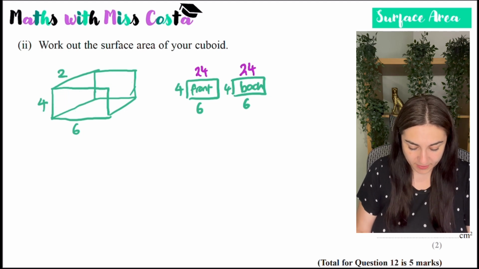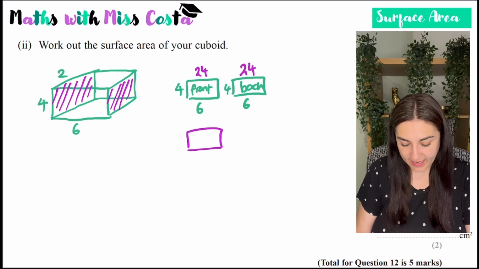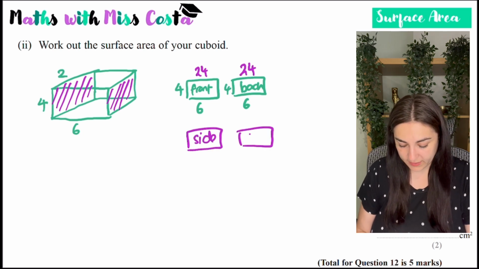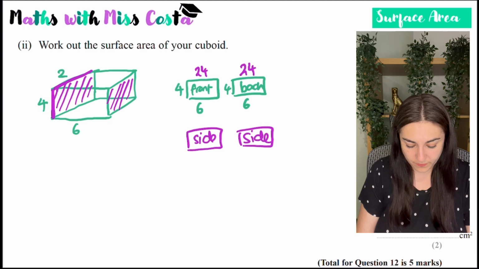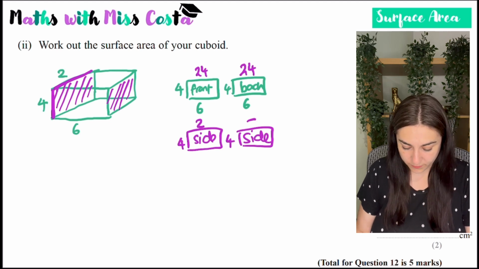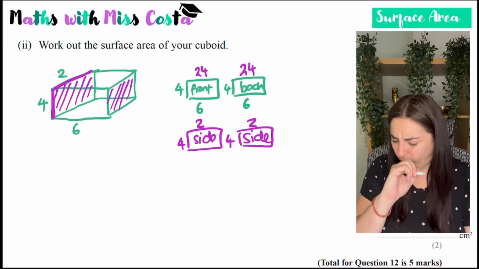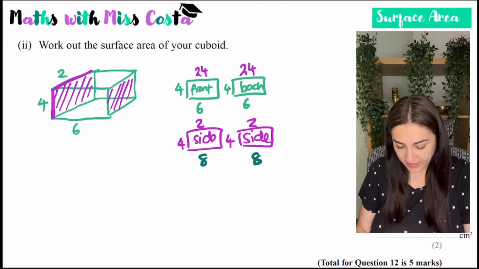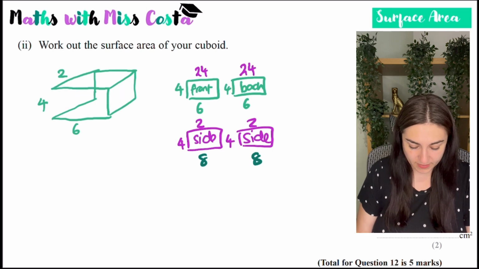Then I might look at the sides, and I've just accidentally ruined part of the cuboid. Okay, so the sides over here, this side and this side. So I've got side and side, and they're going to be equal. So this side has a height of 4 and a width of 2. So 4 and 2. And 4 times 2 is 8. So that would be 8 and 8 that I have to work out.